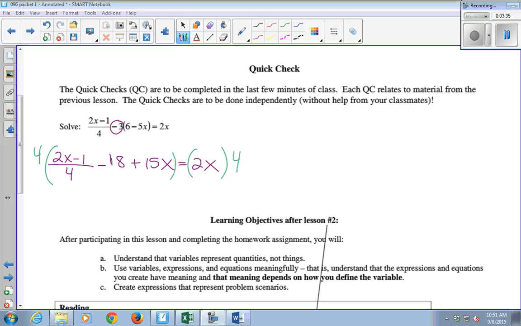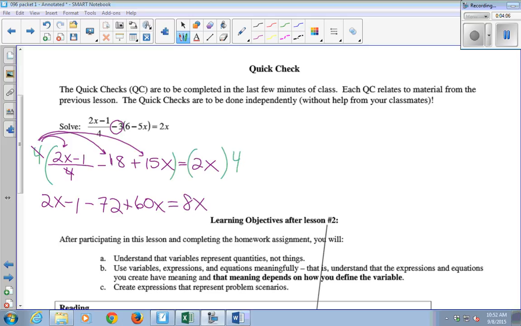So when I distribute my 4 to each term on the left, 4 times a fraction with a 4 in the bottom, the 4's just cancel, right? Cancel, cancel. And you just have 2x minus 1. Then you distribute that 4 to the -18, and you get -72. Then you distribute that 4 to the 15x, and you get plus 60x. Equals 2x times 4 is 8x.